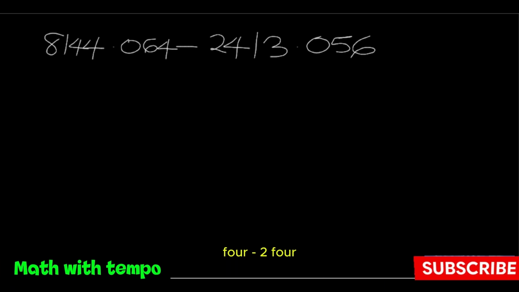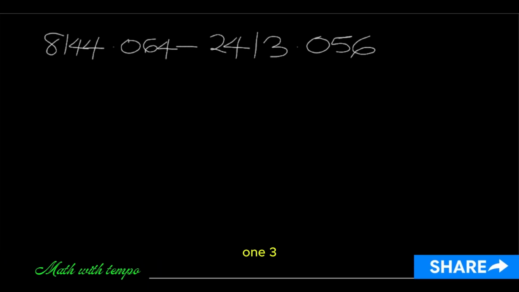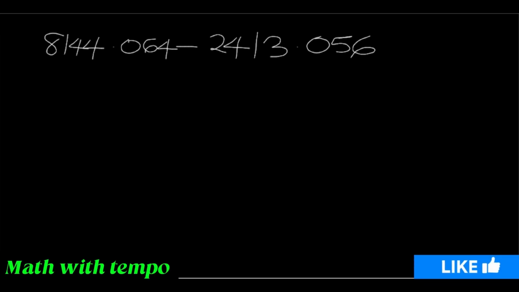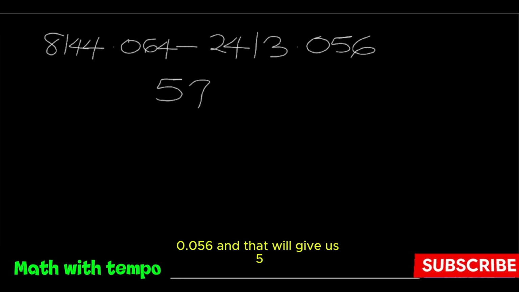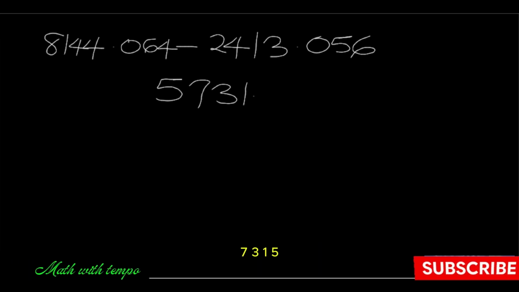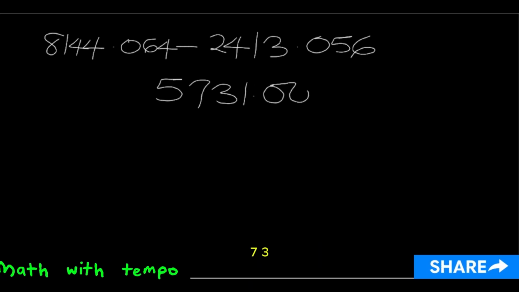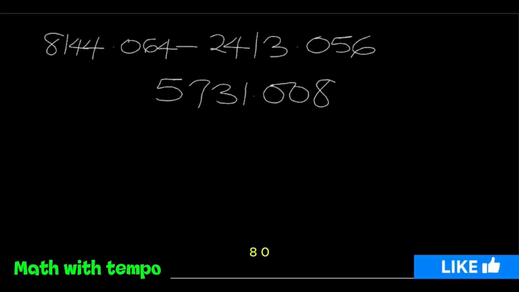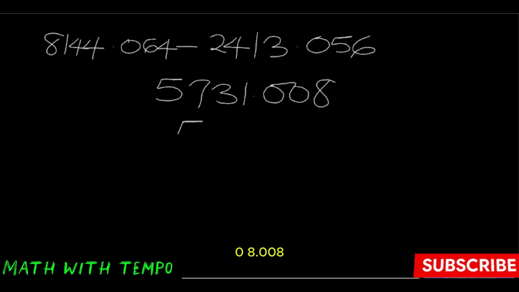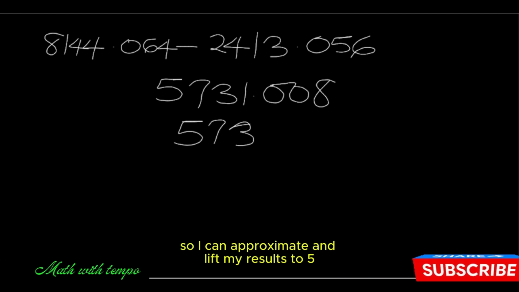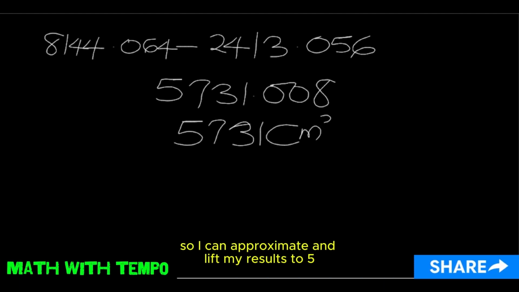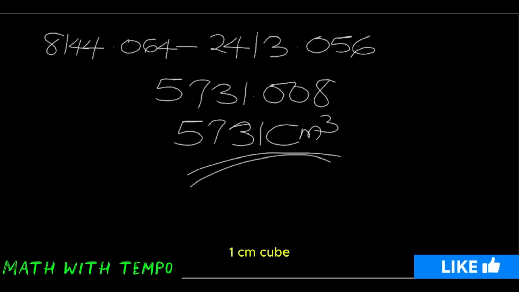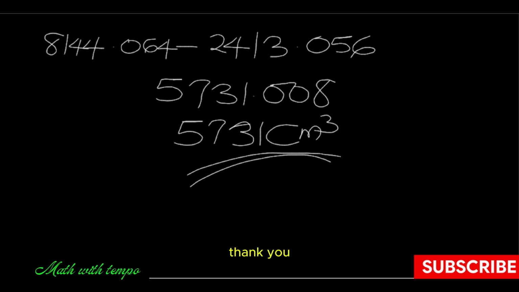8144.064 minus 2413.056, and that will give us 5731.008. So I can approximate and write my result as 5731 centimeter cube. Thank you.